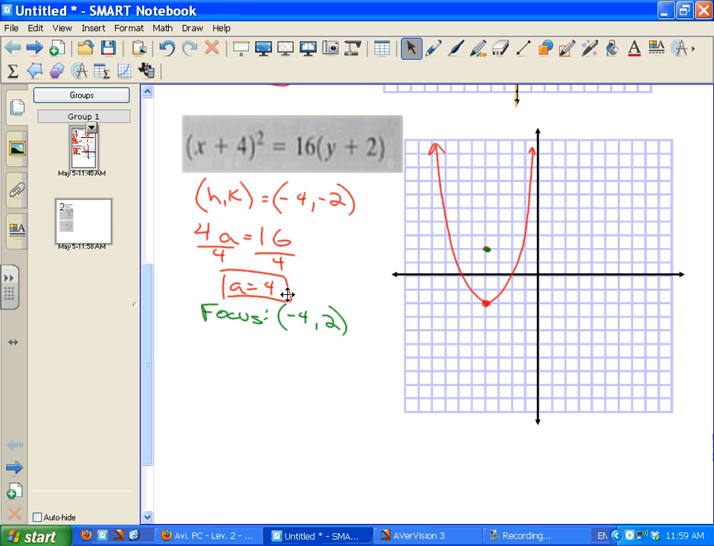So it's going to be 4 down from here. 1, 2, 3, 4. So it's going to be this line, the line y equals, 1, 2, 3, 4, 5, 6, -6. Make sense? Okay.